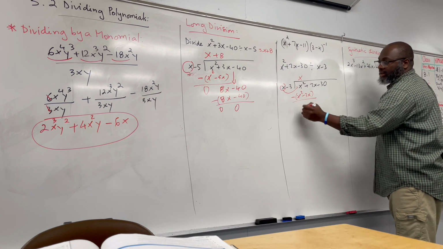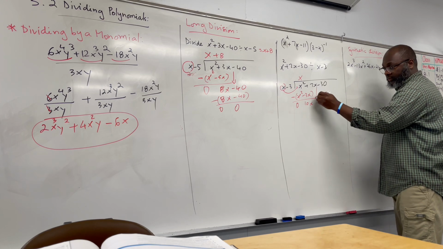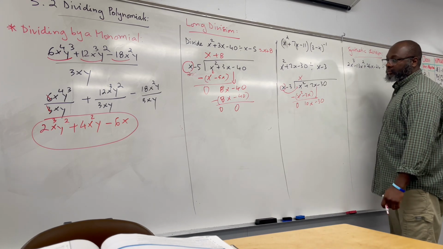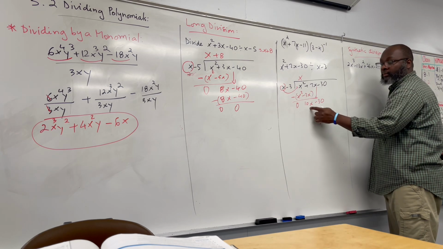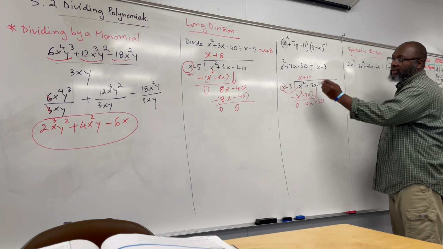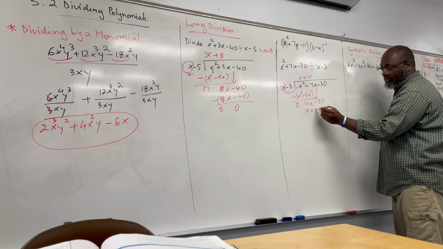Minus. Minus, right? So it's 0, and then it's 10x, and x. And then what? Minus 30. All right. And then? Then you do it again. So 10 times, right? Because it's a positive 10. 10 times x is 10x. 10 times negative 3 is minus 30.